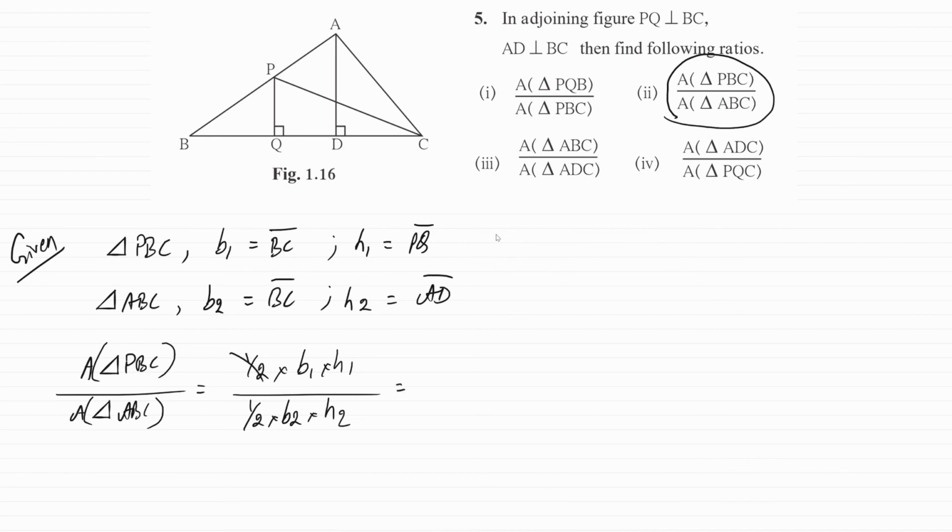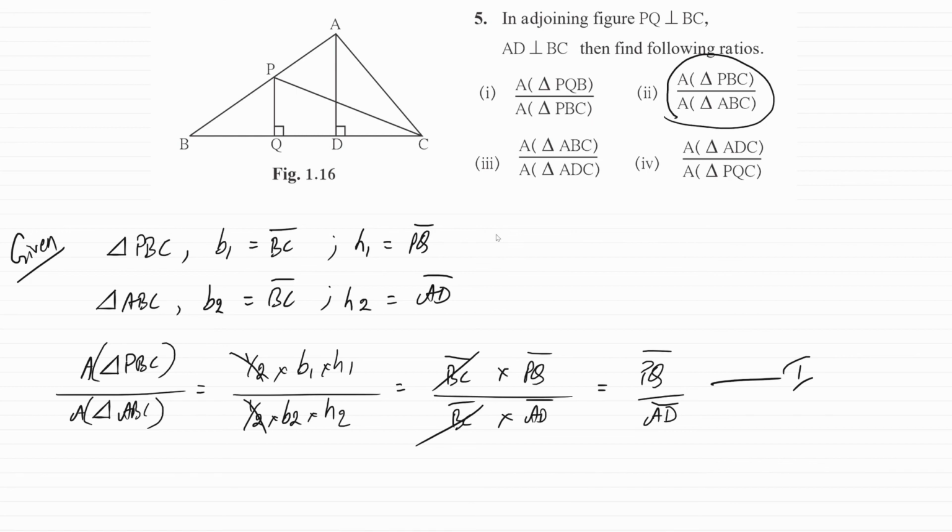which is equal to, the half cancels. Instead of writing B1, I will write the actual segment name. Instead of writing B2, I will write the actual segment name. Now you can see BC will get cancelled because it is the same base. So what we got is PQ upon AD. So this is for this. In a similar way, I need to find the ratio and keep doing the same thing three times for these three different ratios.